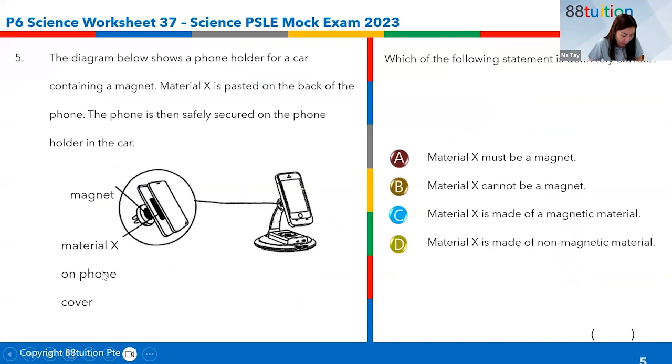Okay, it can be stuck on the phone cover. Yeah, car drivers all have this. Not all, but most people have it. Some people still like the clamp type. Okay. Then let's see. I use this myself.